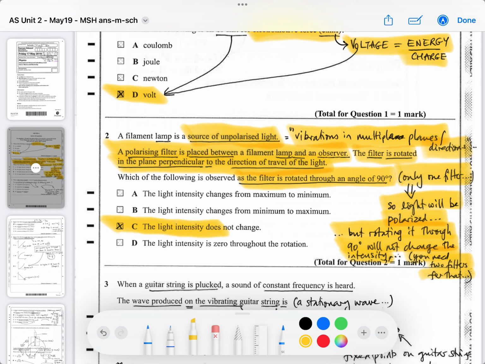The light intensity does not change, yeah? One Polaroid filter will just polarize it, okay? Rotating it, I mean, it will be less intense than not having a filter, because obviously it will block some light, but they're talking about the rotation through an angle. The rotation will just change the plane of polarization, not the intensity of the light going through.